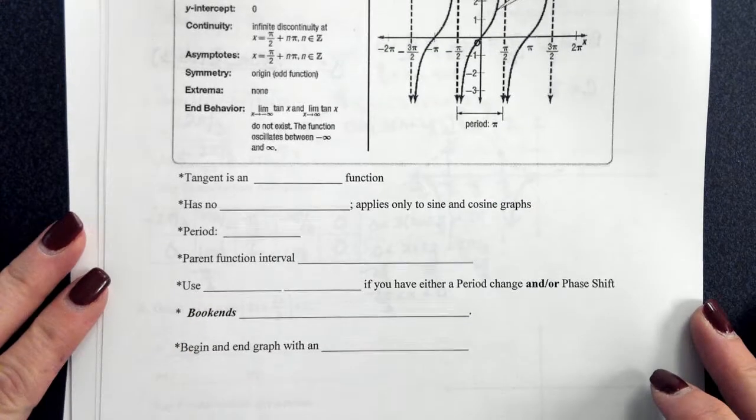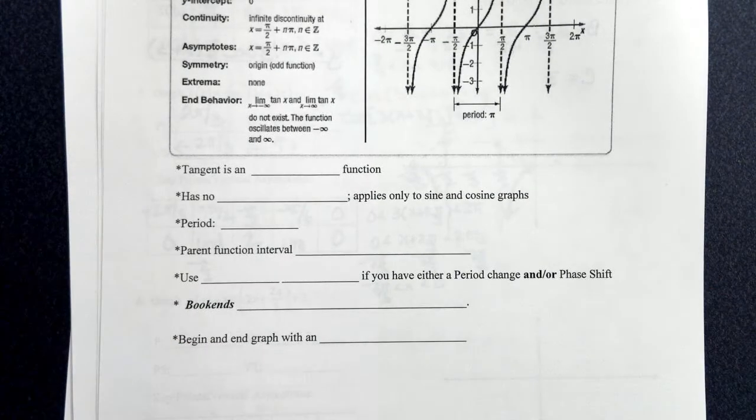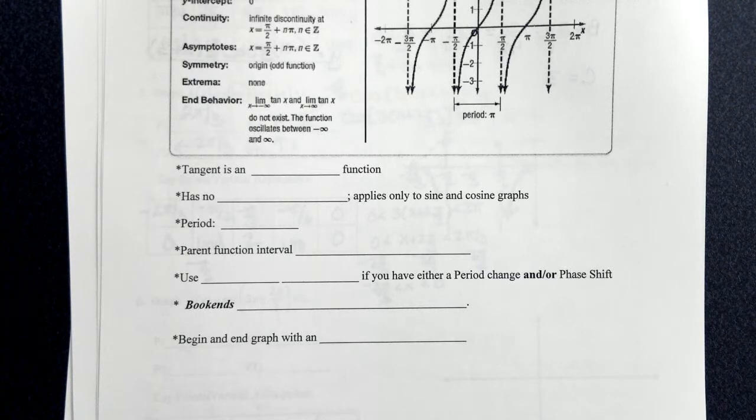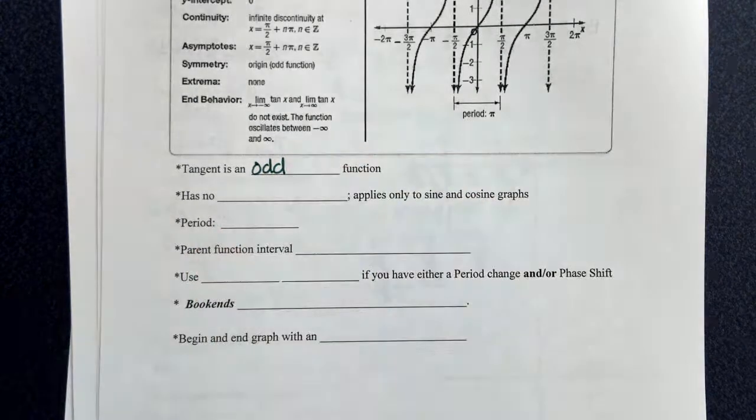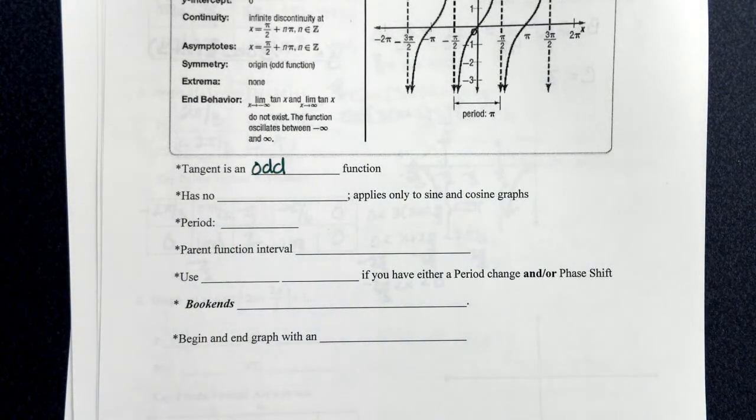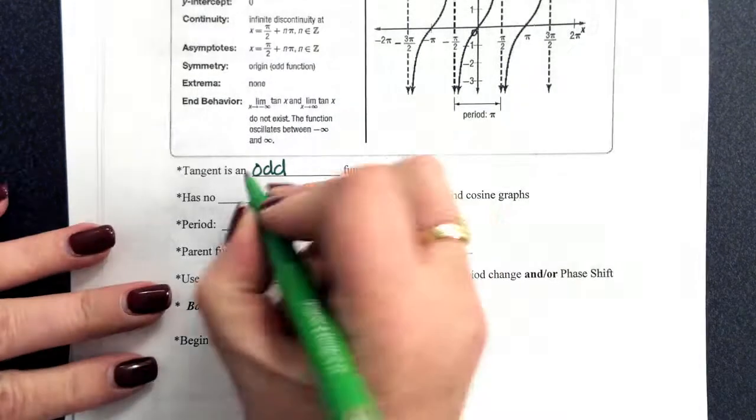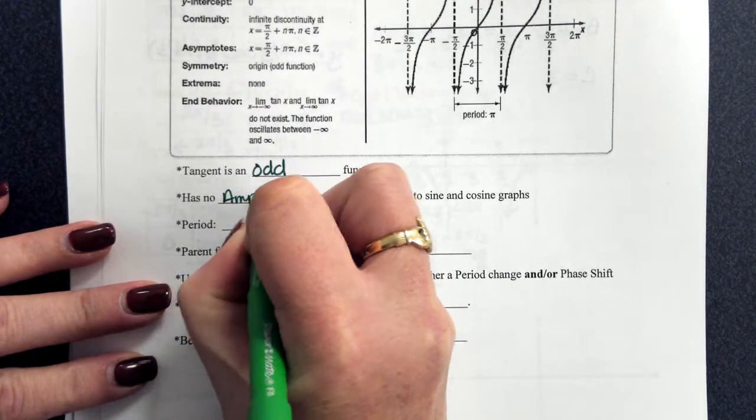So some other characteristics we need to talk about with tangent. Sine, remember, is an odd function. Cosine is an even function. Its reciprocal functions are the same. So secant, just like cosine, is even. Cosecant, just like sine, is odd. Tangent is an odd function. So tangent is odd. Again, just like secant and cosecant, it has no amplitude.